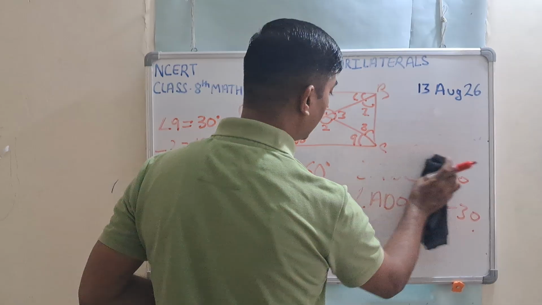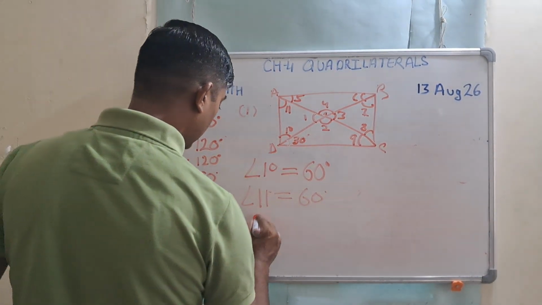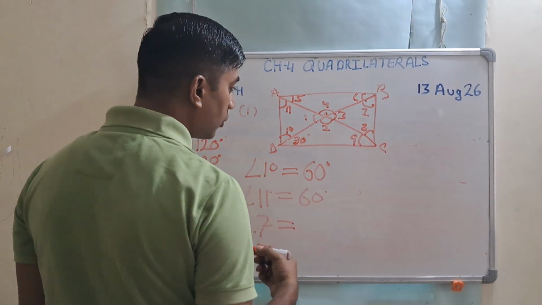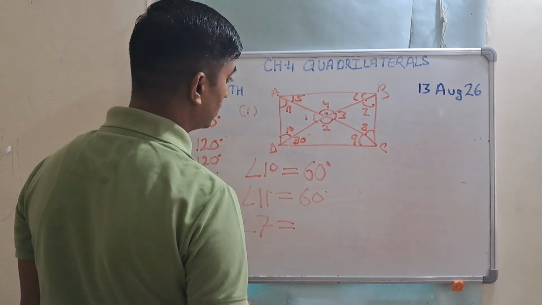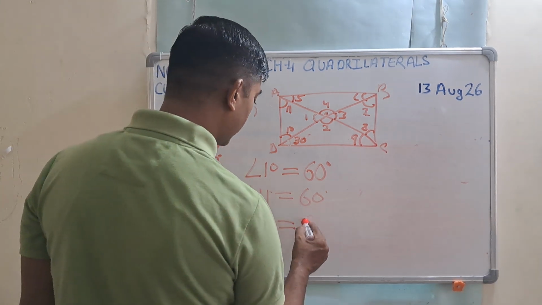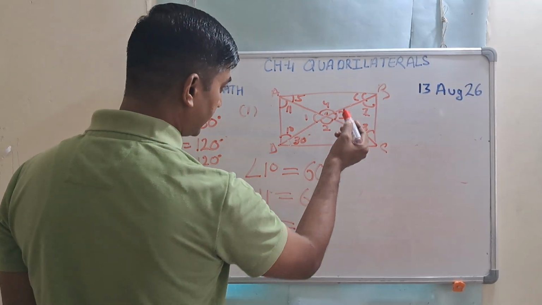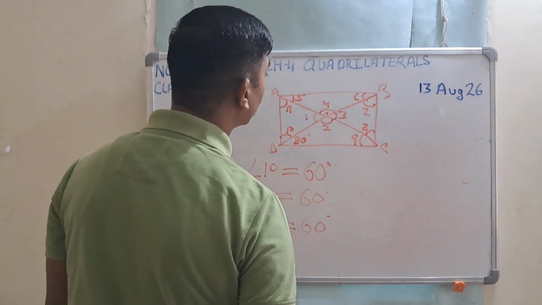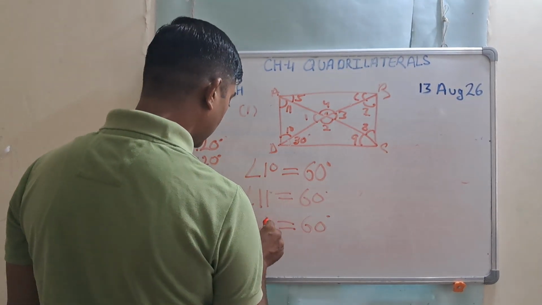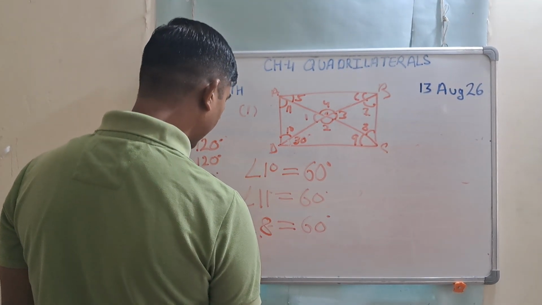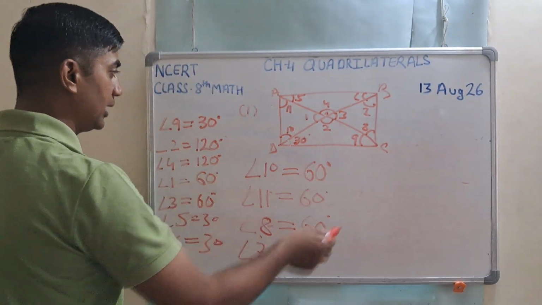Now what is left? We are left with angle 7 and angle 8. Angle 7, you can orally say this is 30 degrees, so this is 90 minus 30, which is also 60 degrees. And in the same way, this side and this side are equal, so angle 8 is 60 degrees and angle 7 is also 60 degrees. In this way, we have found all the angles of the figure.